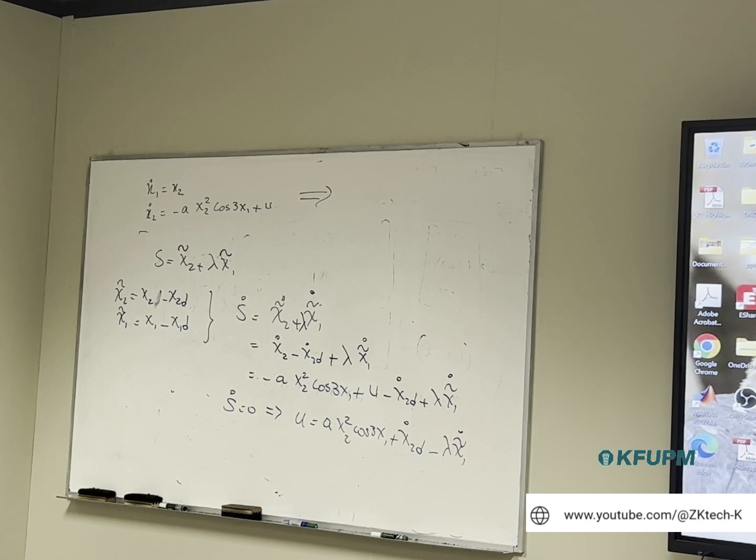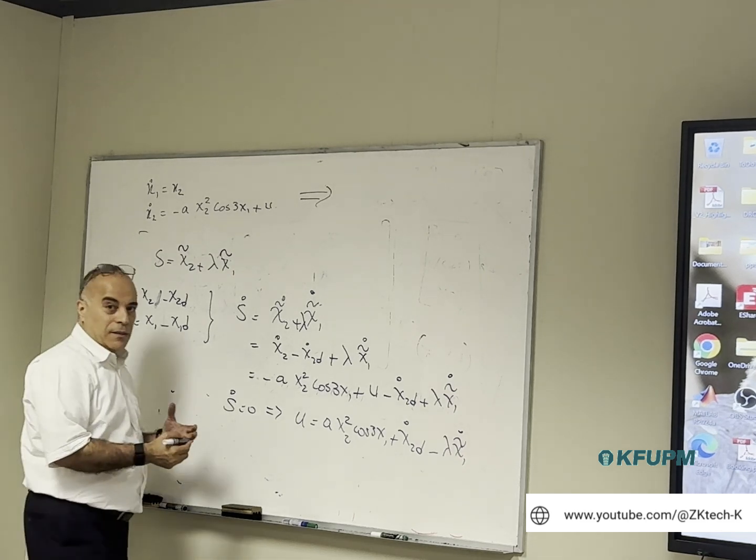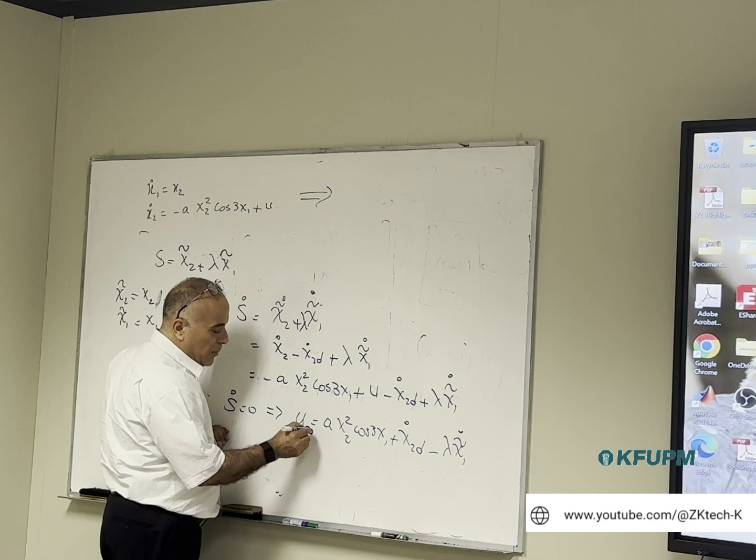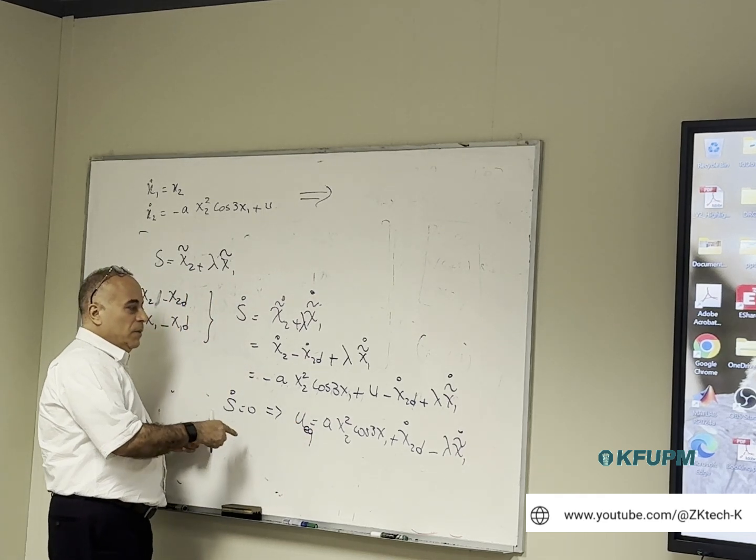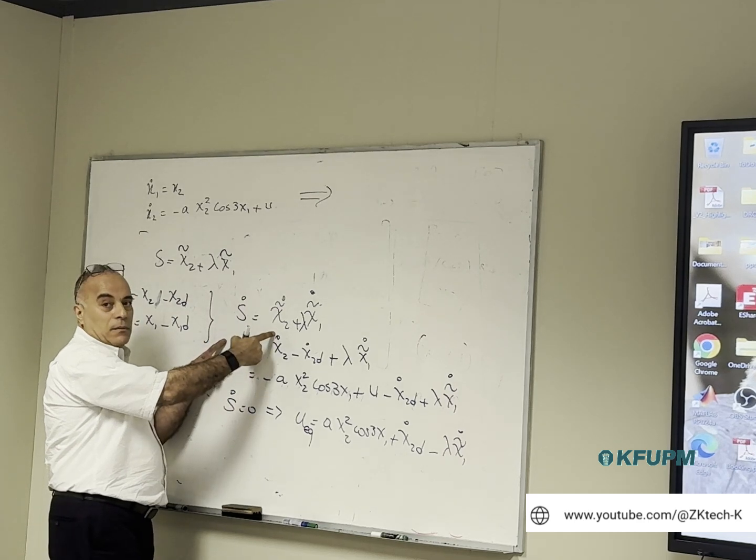We also need minus K. This is usually called, to differentiate certain books, U equivalent. The U equivalent is the value of U that makes S prime equal to 0.